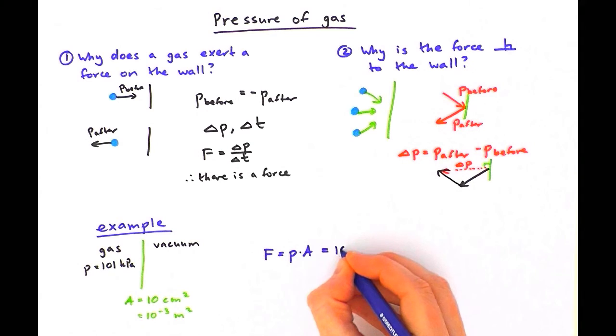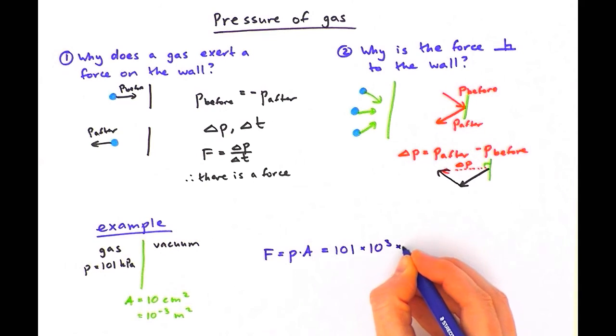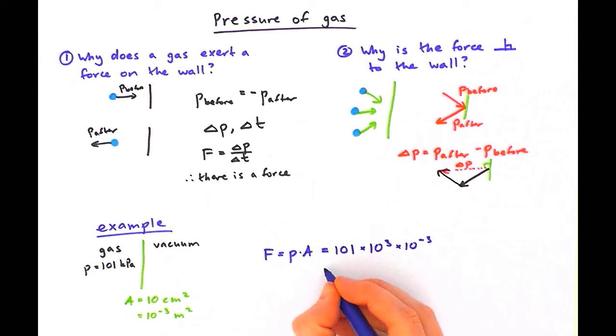So our pressure is 101 kilopascals, so it's 101 times 10 to the power of 3. And then the area was 10 to the minus 3. So the 10 to the power of 3 cancels out with the 10 to the minus 3, and we just get 101 newtons. So that's the force exerted on this wall. And that's quite a big force, isn't it? Because 100 newtons is about the size of the force due to gravity of an object with a mass of 10 kilograms. So keeping a vacuum on one side of the wall and a gas on the other side of the wall means that we need a very strong wall that can take the equivalent force of a 10 kilogram mass.